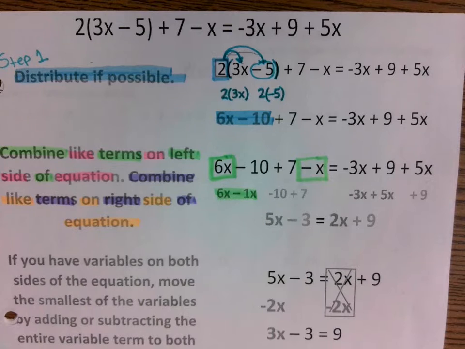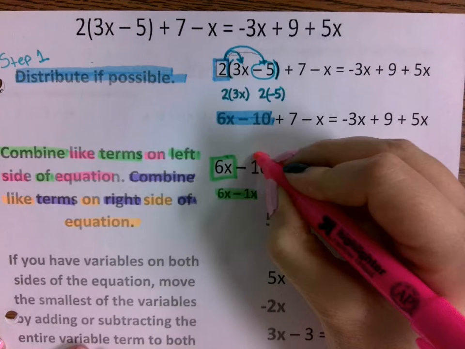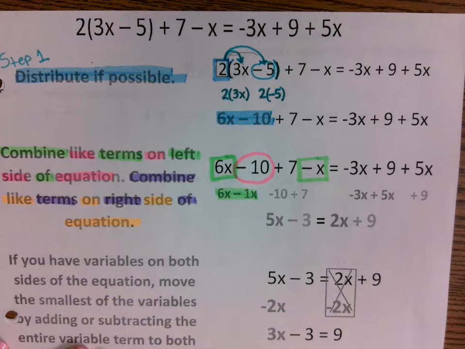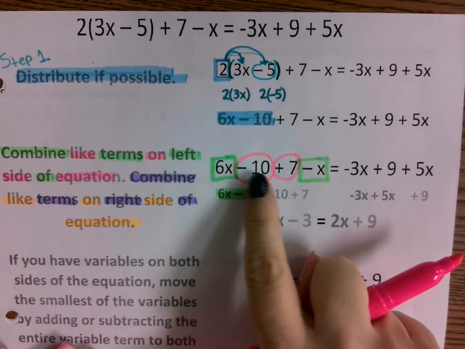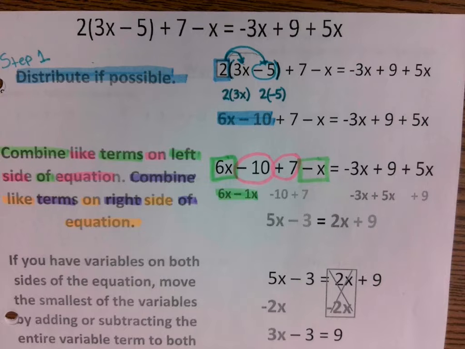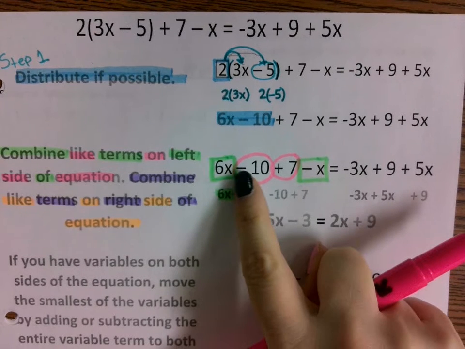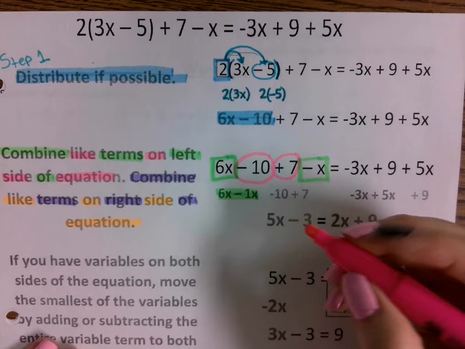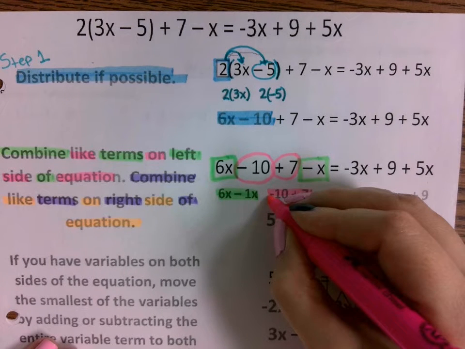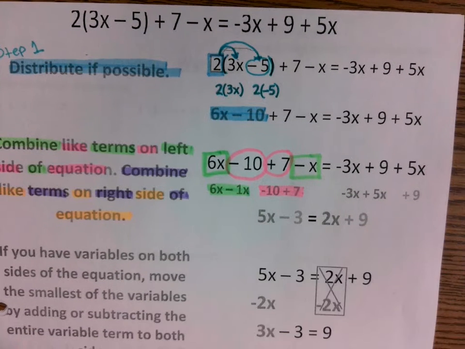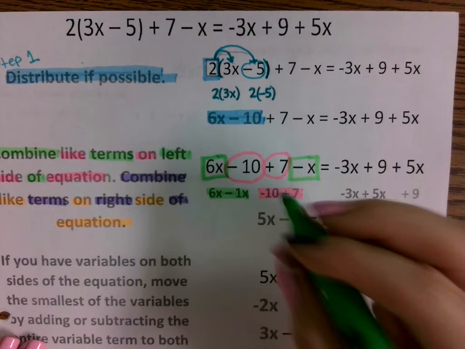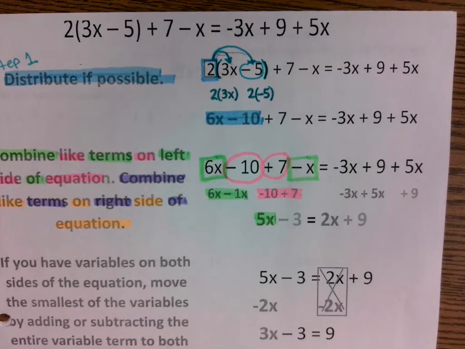We also have our constants. Our constants happen to be like terms. So we've got a negative 10 and a positive 6. A negative 10 and a positive 6. Again, that minus sign in front of the 10, when we separate these into individual terms, we adopt that minus sign as a negative. So it now becomes negative 10 plus 7. And then we just simplify those. 6x minus the 1x is where we get 5x from. And then negative 10 plus 7 is where we get a negative 3 from.